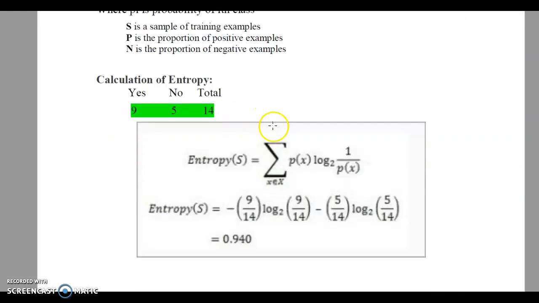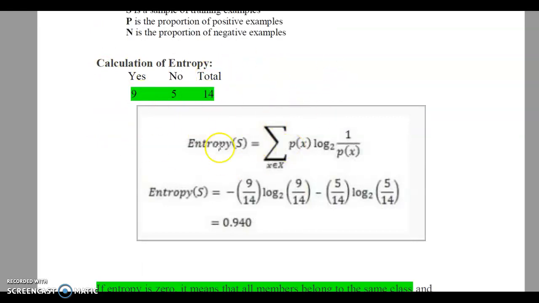Calculation of entropy: here, in the target attribute, how many yes and how many no. In total there are 14 tuples, where yes is 9 and no is 5. According to this formula, we calculate the entropy of the sample as minus 9 by 14 log of 9 by 14 base 2, minus 5 by 14 log of 5 by 14 base 2. According to this, the entropy of the sample is equal to 0.94.